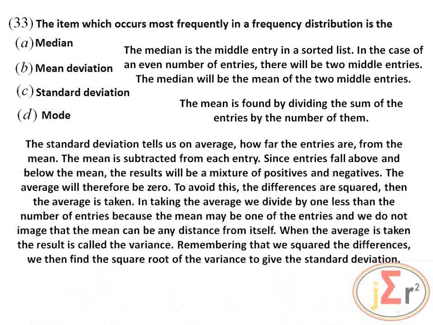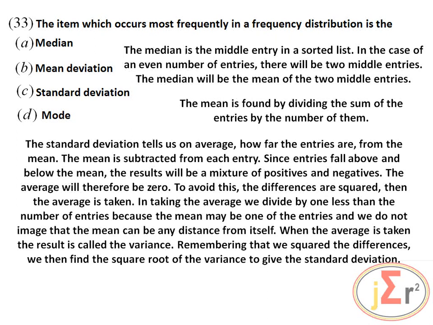What about this one, the standard deviation? The standard deviation tells us on average how far the entries are from the mean. So it is a measure of spread. The standard deviation tells us on average how far each entry is from the mean. So what do we do? We find the distance of each entry from the mean and then divide by the number of them. That makes a lot of sense.